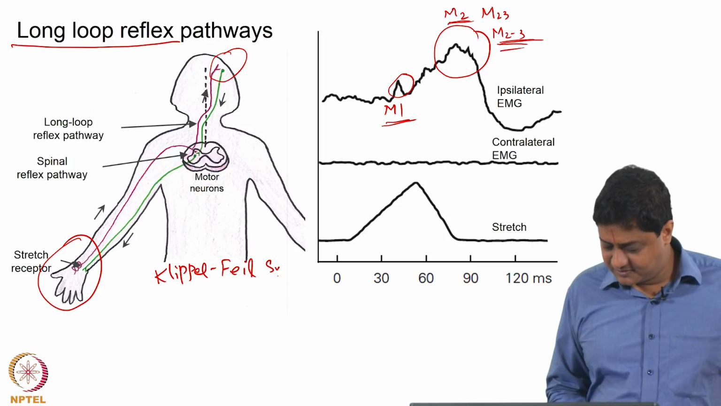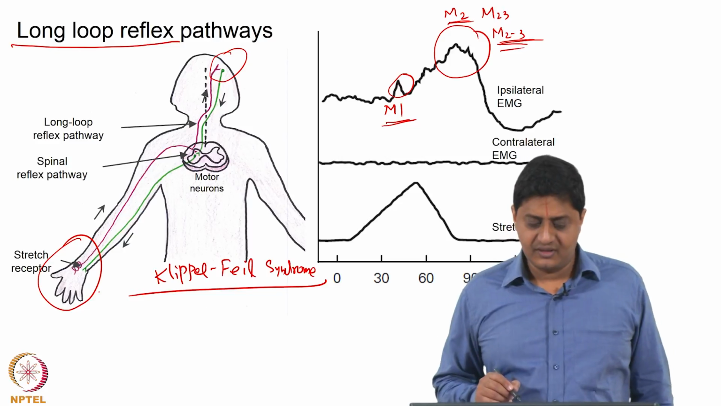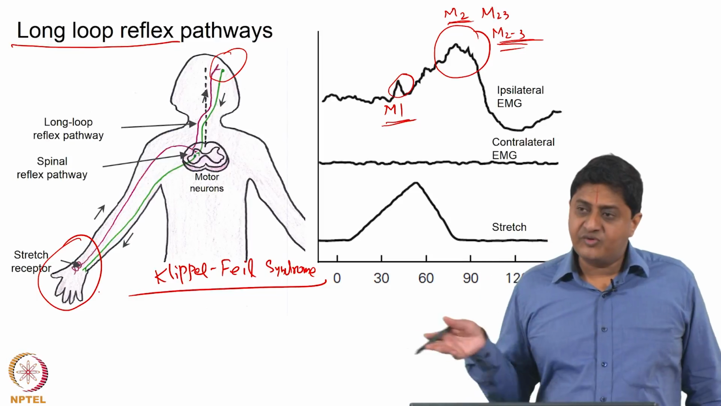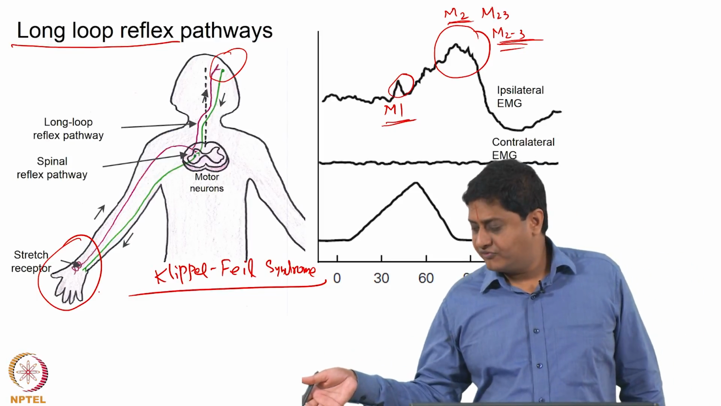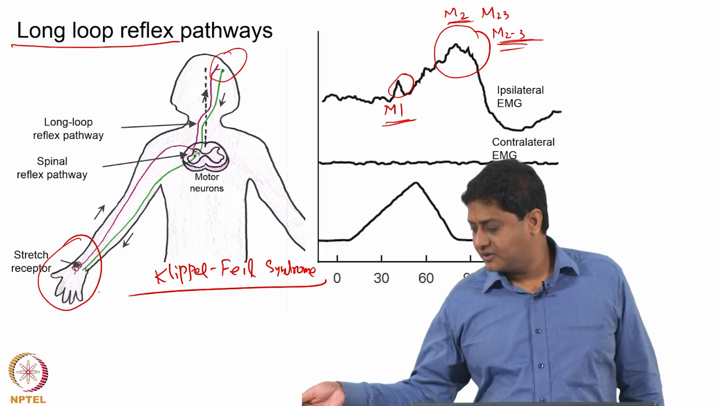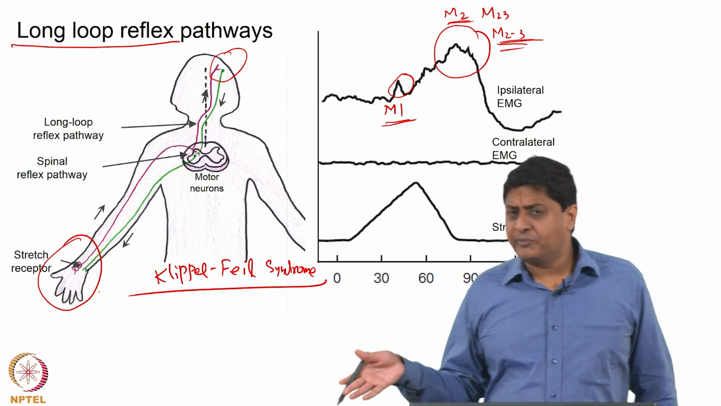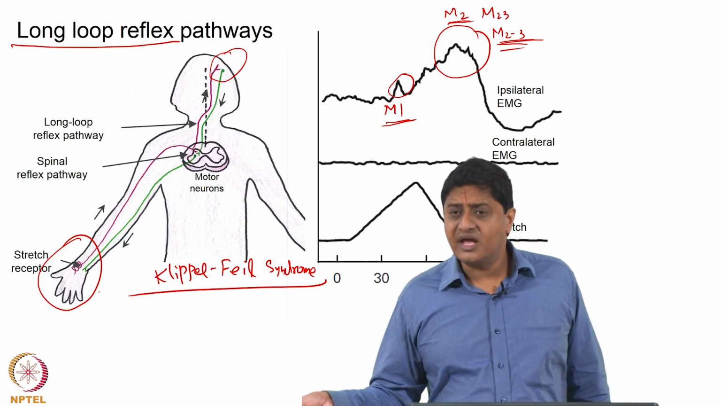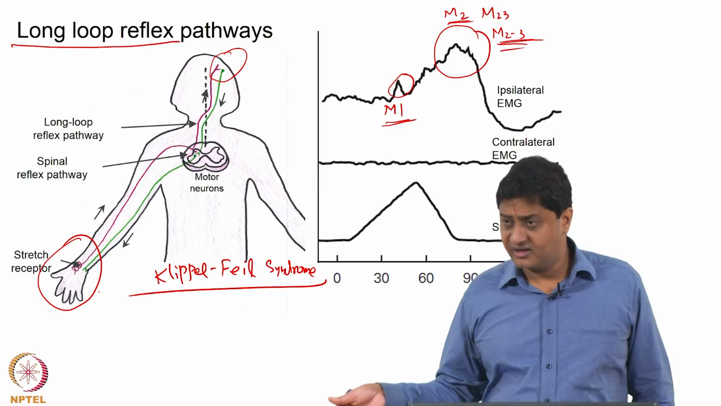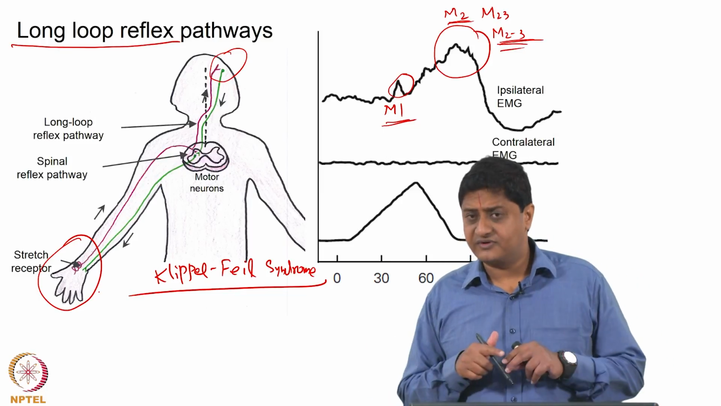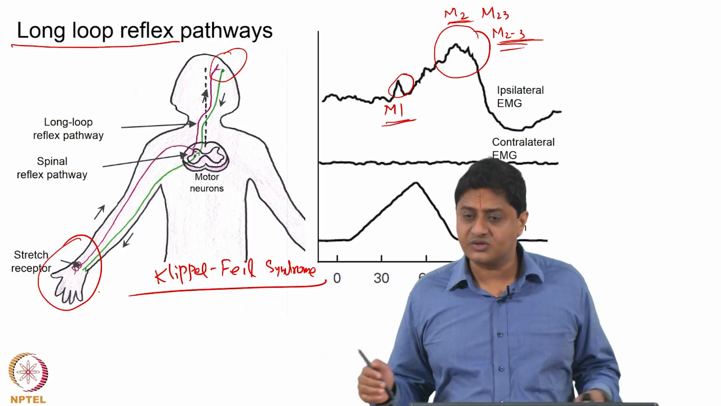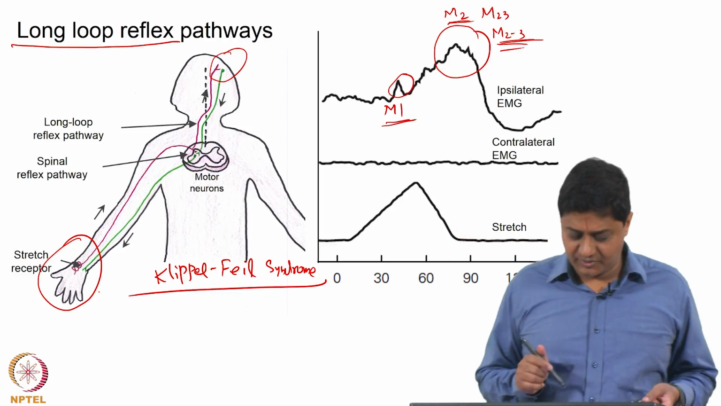I am not going to explain this. Please do check this syndrome, Klippel-Feil syndrome. Please Google this and see what will happen if you stretch one particular hand, say the right hand muscle. M1 will be present in the response of the right hand, and M23 will be present in the response of both hands. Why does this happen? Please do check about that.